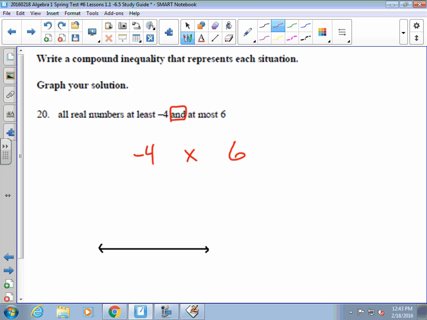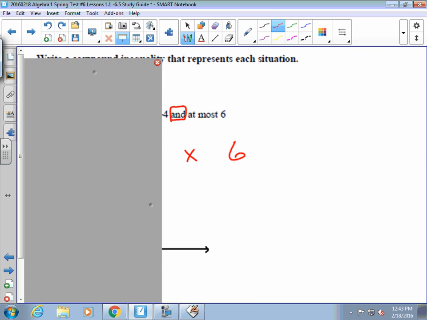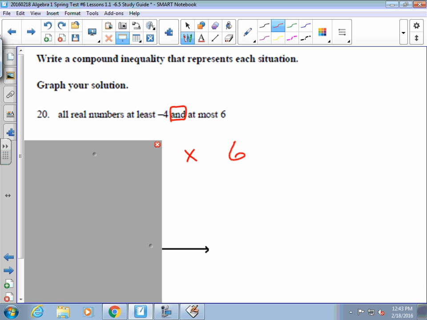So at least negative 4, at most 6. At most 6 means x can be 6, but it has to be smaller than 6. So if you ignore this side for a second, if you only look at that part, x is what? 6. At most means it has to be less than or it can be equal to 6. That's what that phrase at most means.